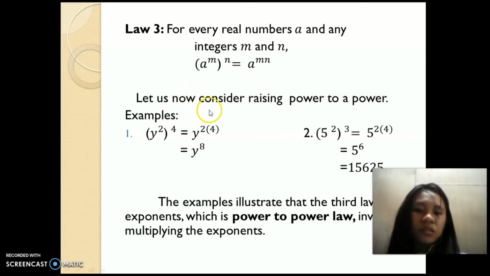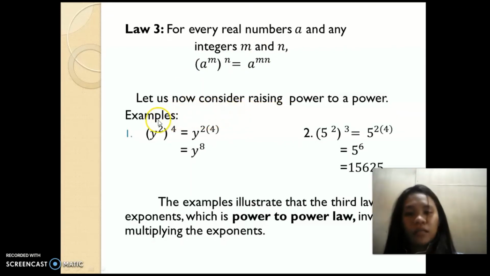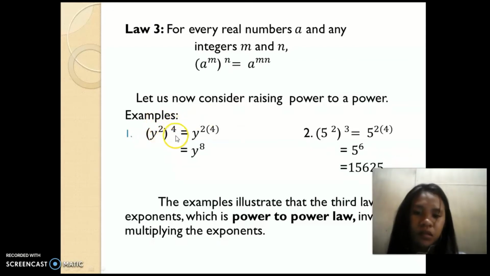So let us consider raising a power to a power. Example: the quantity y raised to 2, to the power of 4, is equal to y raised to 2 times 4. We are just going to multiply the exponents. If in law number 2 we add, in law number 3 we just multiply the exponents. So we have y raised to 8.